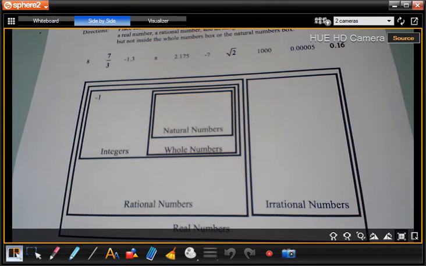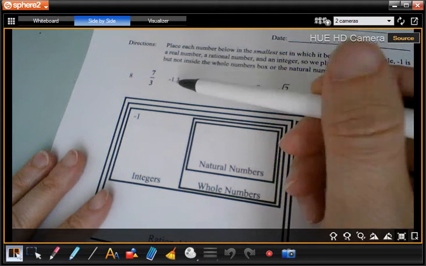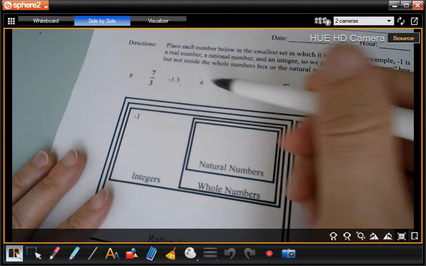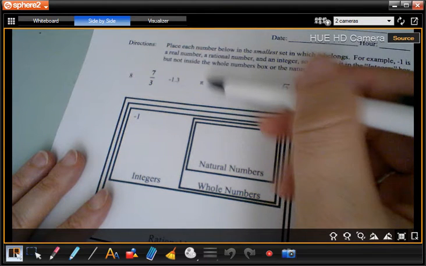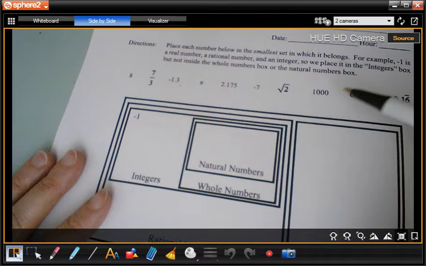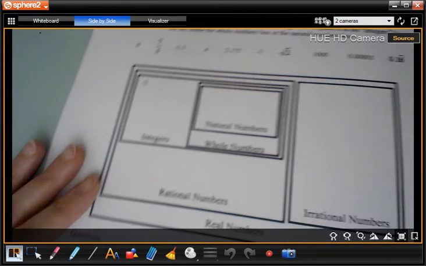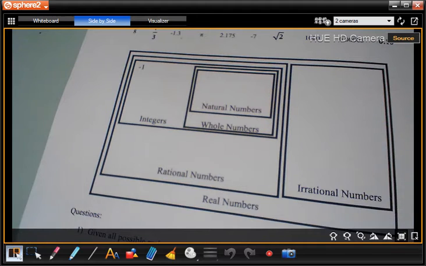Right here we're talking about number systems, which is what we're going to start with. We've got these numbers at the top. Hopefully you can see them: 8, 7/3, negative 3.1, the pi symbol, 2.175, negative 7, square root of 2, 1000.00005, and 0.16 repeating. And we're just going to place them in this chart.